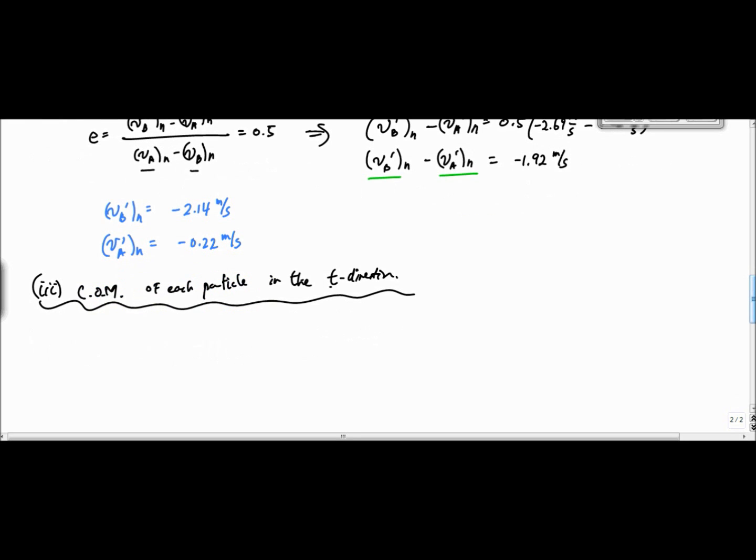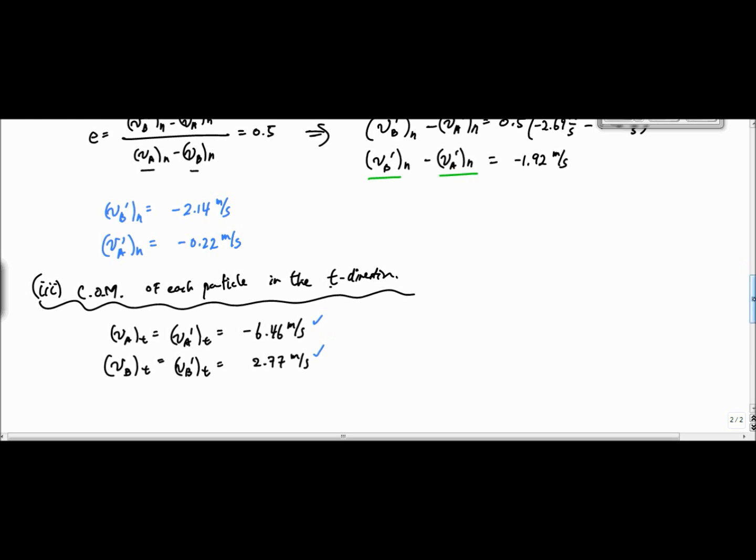Here all I really have is that VA of t is equal to VA prime of t, which means this is still minus 6.46 meters per second. The velocities in the tangential direction are the same before and after impact. VB of t is equal to VB prime of t, and this is 2.77 meters per second. It's too easy, right? Two equations, two unknowns. You have to understand this, and now you have your velocities before and after impact.